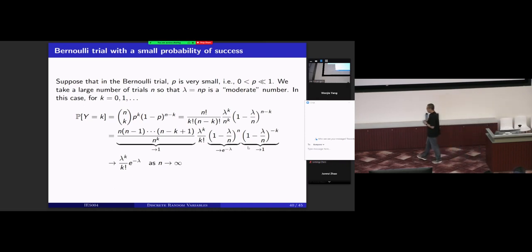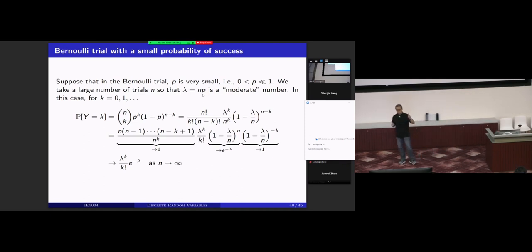Because when you flip this coin, the chance that you see heads by just one flip would be extremely small, right? So if you wish to see heads, most of the time you need to flip it many, many times, right? So let's consider this case. You have such a coin, and you need to flip many, many times, in a way that n times p, where n is the number of flips, is neither too small or too large.